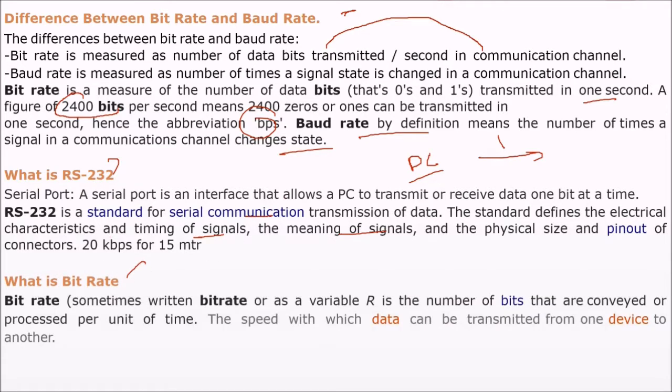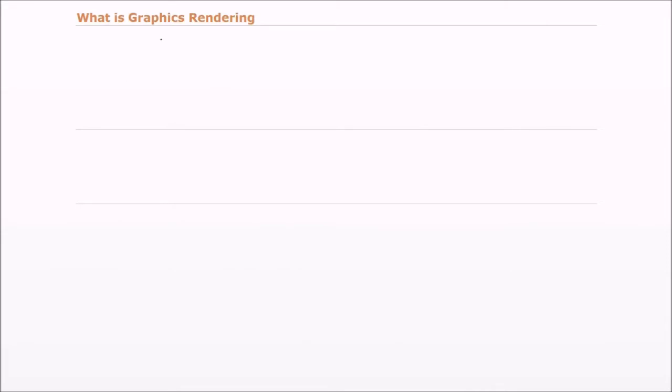What is bit rate? Bit rate, also known as variable R, is the number of bits that are conveyed or processed per unit of time, the speed with which the data can be transferred from one device to another. What is graphics rendering?